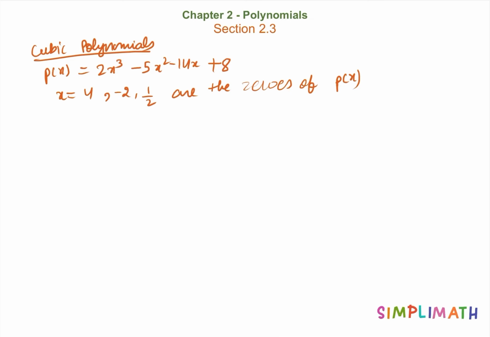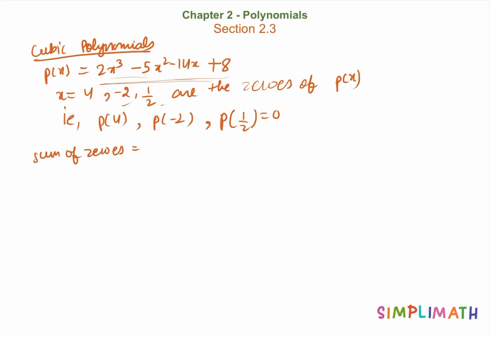Okay, and you can cross verify this. How? If you put x equal to 4 in this polynomial, it would come out to be 0. And similarly for minus 2 and 1 by 2, that is p of 4, p of minus 2 and p of half are equal to 0. Okay, now note that what is the sum of the zeros? The sum of zeros is equal to 4 plus minus 2 plus half. So if we calculate, we get 5 by 2, which is equal to minus of minus 5 by 2.